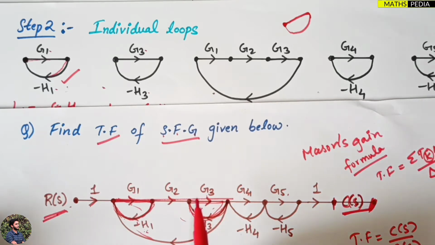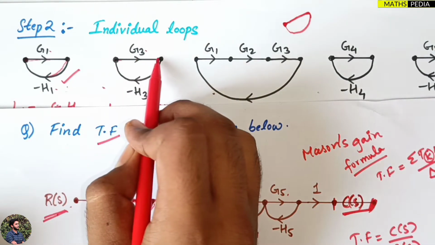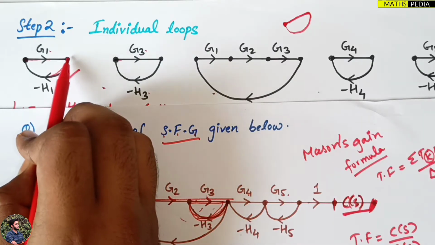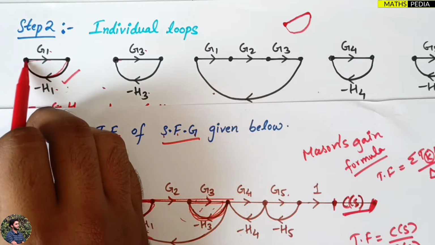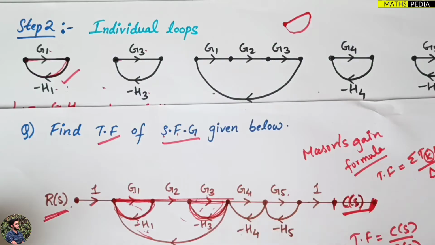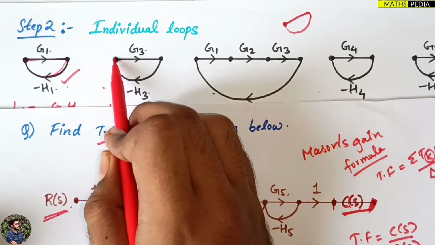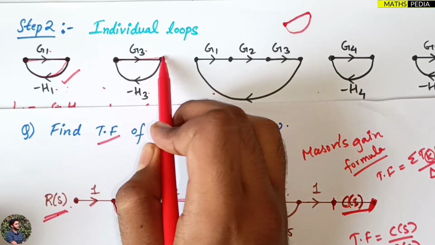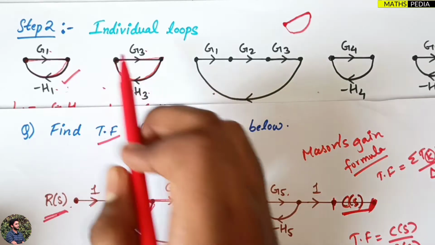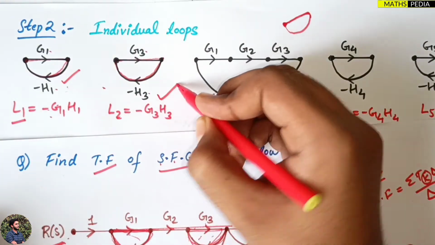G3 and H3. So starting from this node, and you can start from this node also, not a problem. If you start from this node, you are traveling to this node, then coming back to the same point. Starting and ending point of this should be the same. So I'll start from this node, going to this node and traveling back to the same node. That is nothing but the loop. So I'll consider this as the second loop.